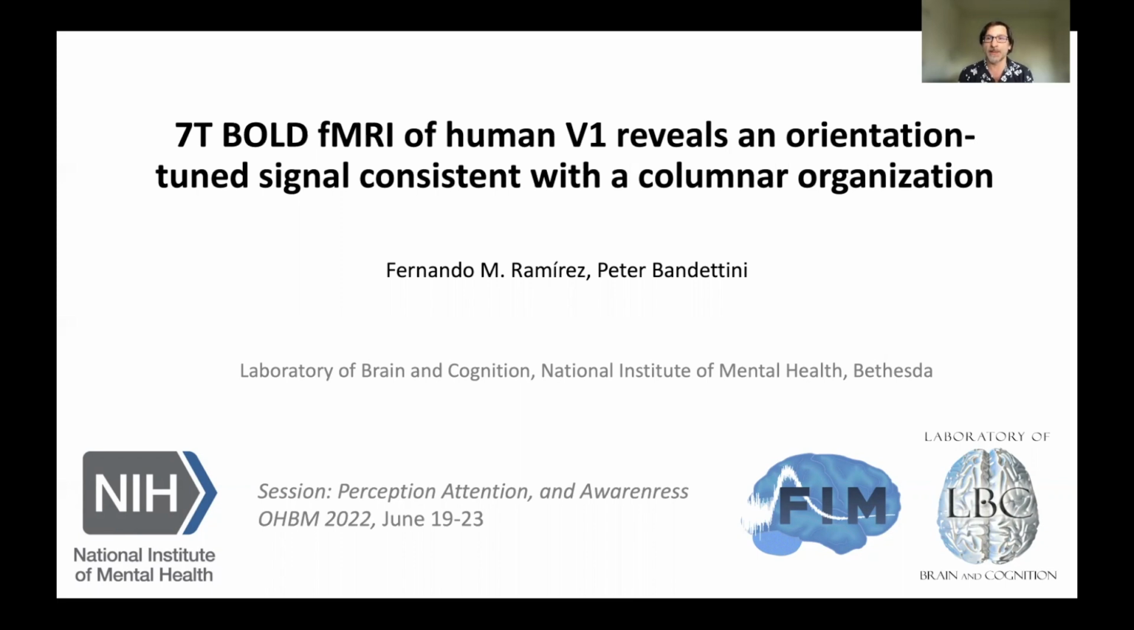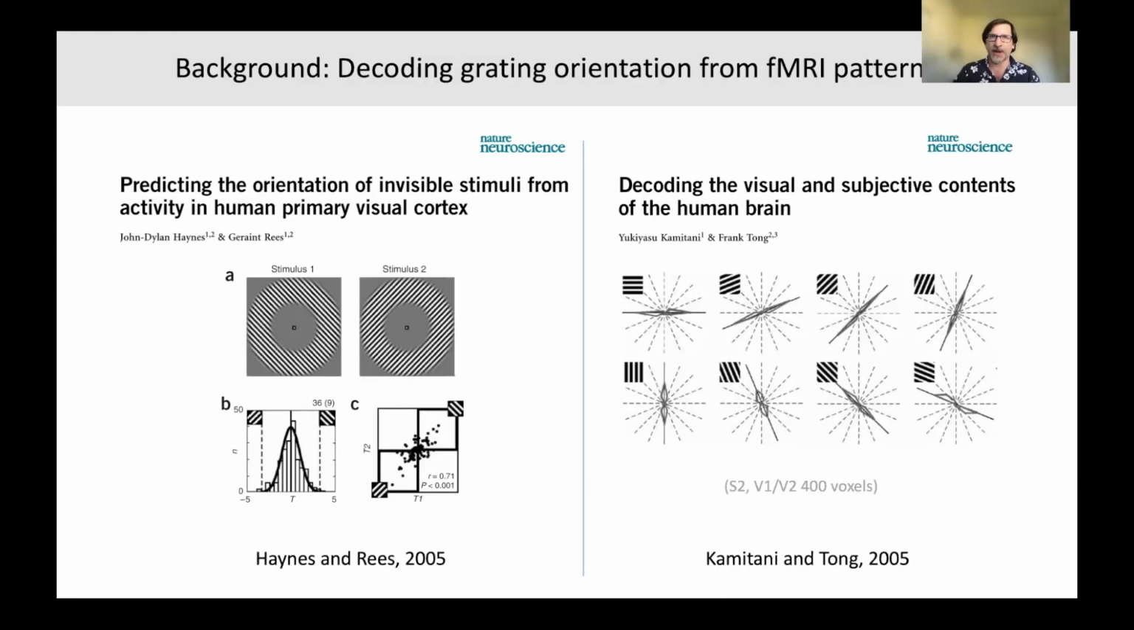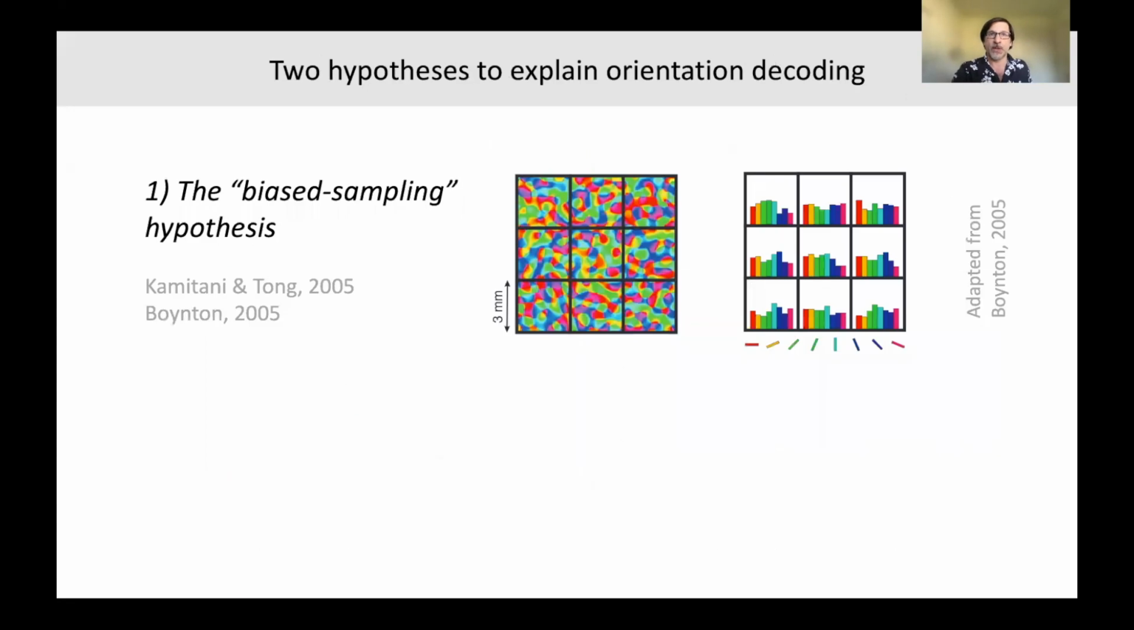a columnar organization. In the year 2005, 2 fMRI studies were published back-to-back showing it is possible to decode the orientation of visually presented gratings from distributed fMRI patterns measured from human primary visual cortex. However, today, the nature of the underlying source of grating orientation information remains debated. 2 key hypotheses have been proposed to answer this question.